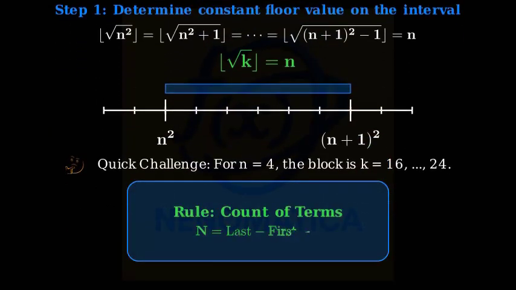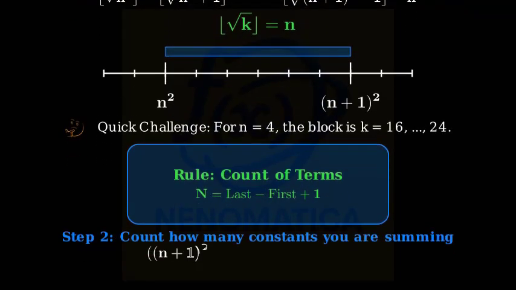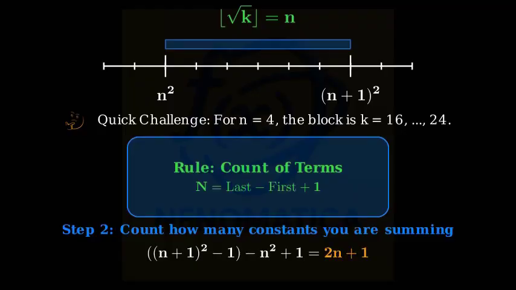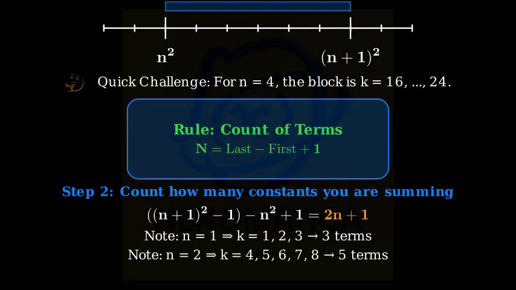Now we count how many integers are in this interval. Step 2. The number of integers from n squared up to 1 less than the next perfect square is last minus first plus 1. That is, (n plus 1) squared minus 1, minus n squared, plus 1. This simplifies to 2n plus 1. Check with small values. For n equals 1, we have 1 squared to 3. That is 3 terms. For n equals 2, from 4 to 8, that is 5 terms, matching 2n plus 1.